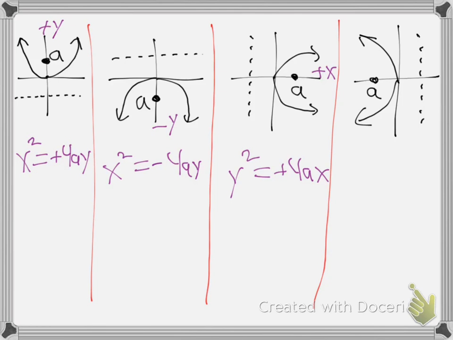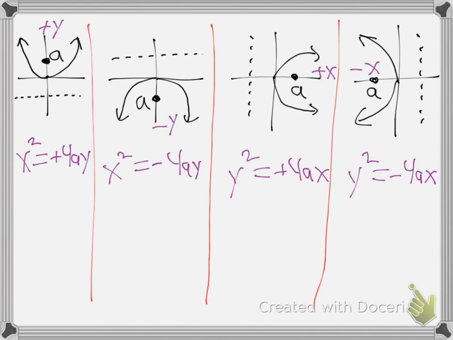Finally, the fourth one, it's going in what direction? Negative x, left. So the right side is negative 4ax. The other side's the other letter squared, y squared. So there we go. There's the basic equations. That's the main thing you want to know to be able to do these parabolas. The right side tells the direction.